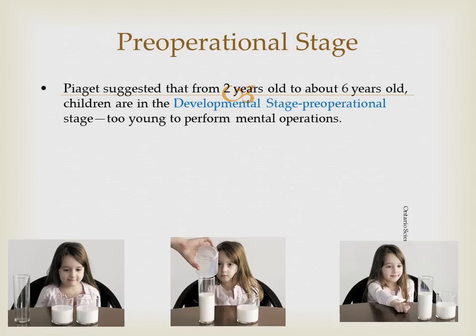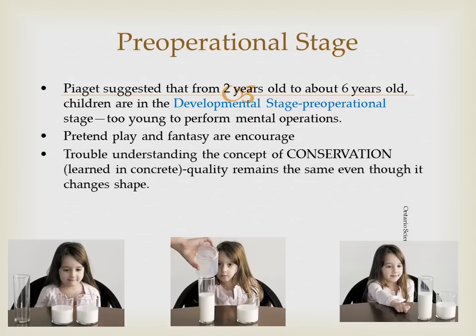The next stage is the pre-operational stage. Piaget suggests that children from about 2 years to 6 are in the developmental stage of pre-operational. They're too young to perform mental operations at this point in time. Pretend play and fantasy are really encouraged. They're exploring their world. They have trouble understanding the concept of conservation, and conservation is not the developmental phenomenon for pre-operational. They struggle with this stage.